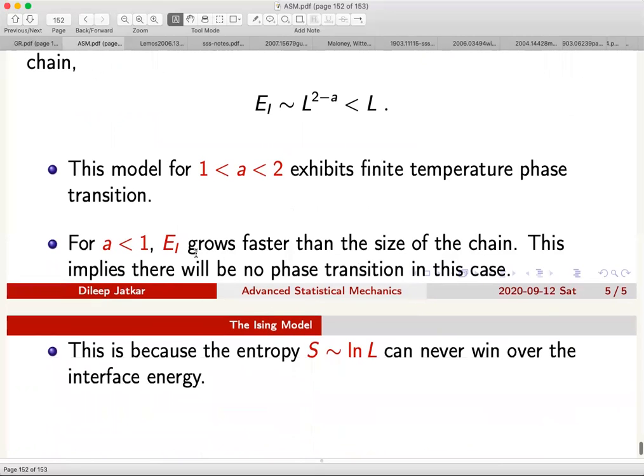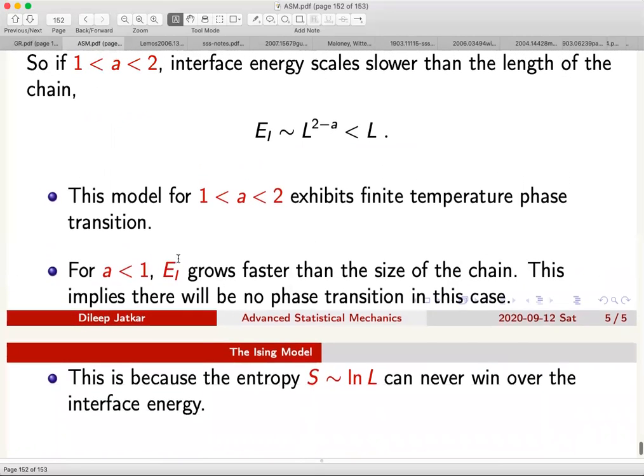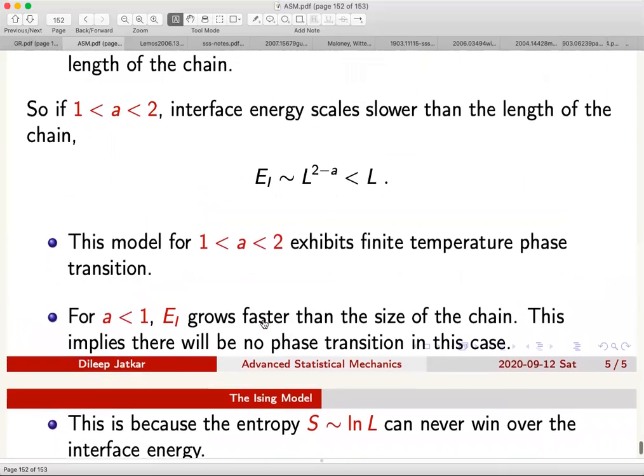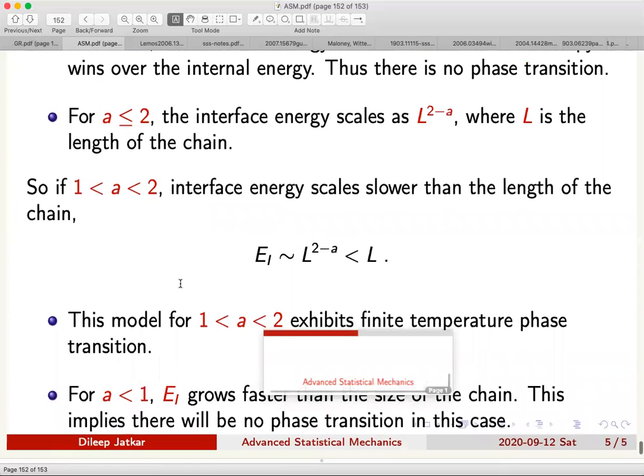And the internal energy is growing much faster because it is going as L to the power larger than 1. So therefore entropy can never win over internal energy, and therefore you will always be in one kind of phase. So what one concludes here is that if you take long range interactions, and the long range interaction has a fall off like 1 over R to the 1 plus epsilon, where epsilon is smaller than 1, then the system can have a phase transition.